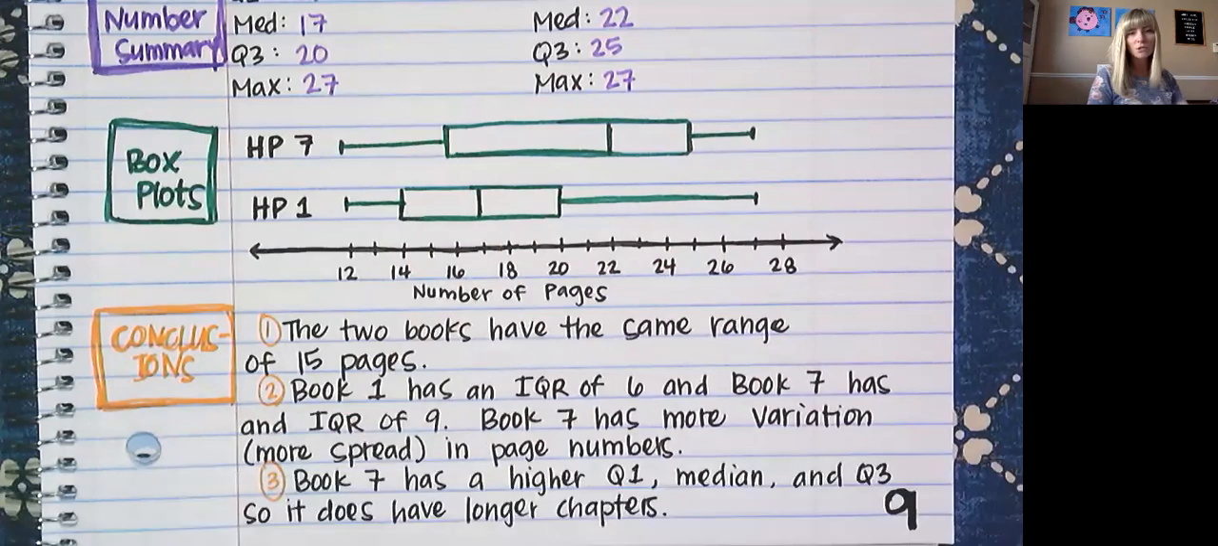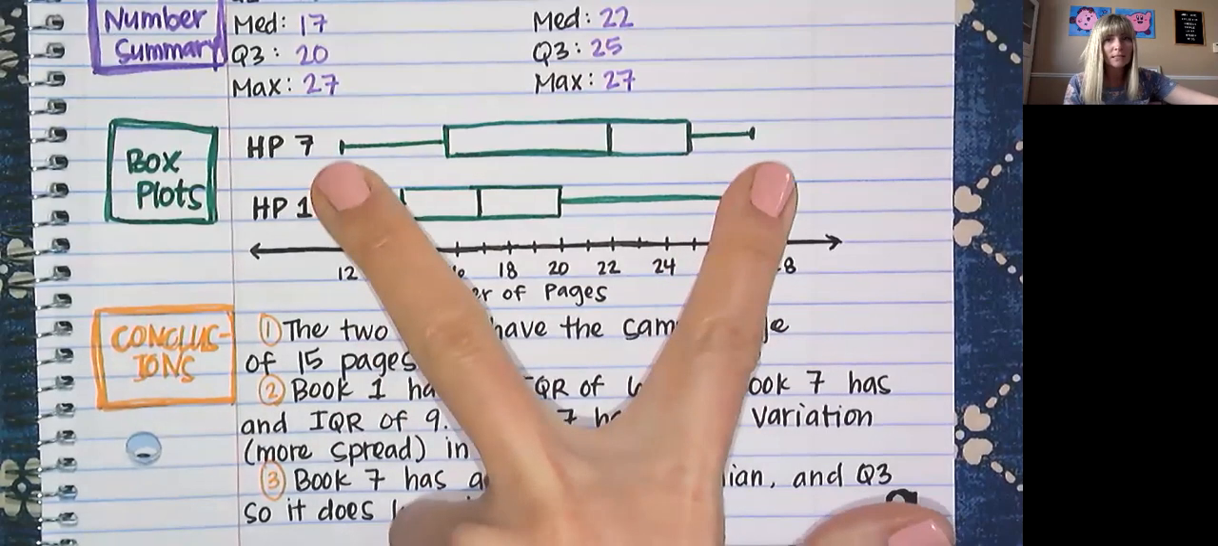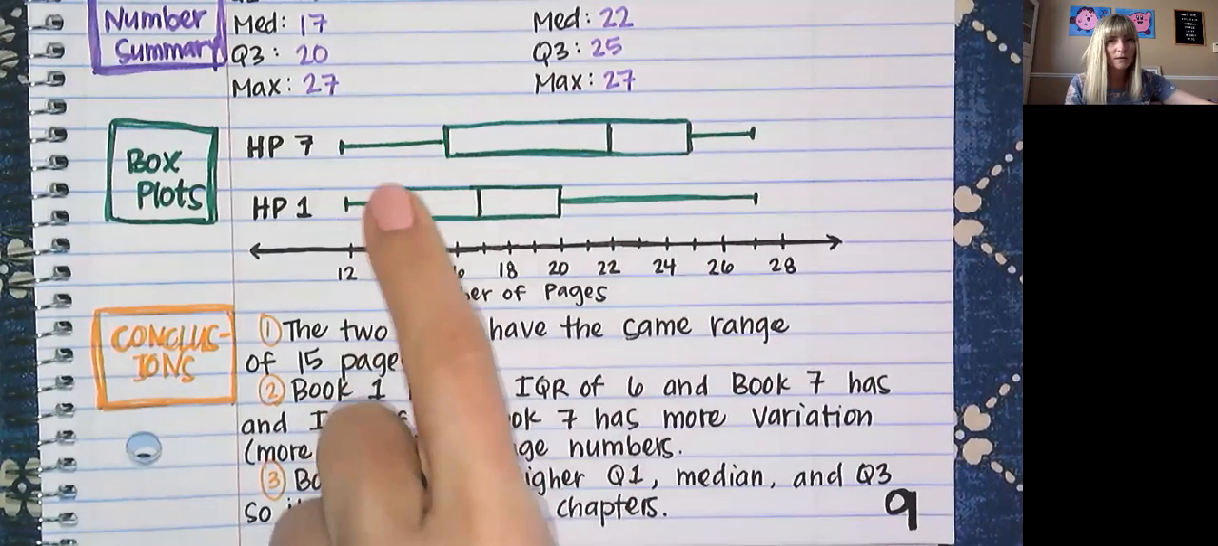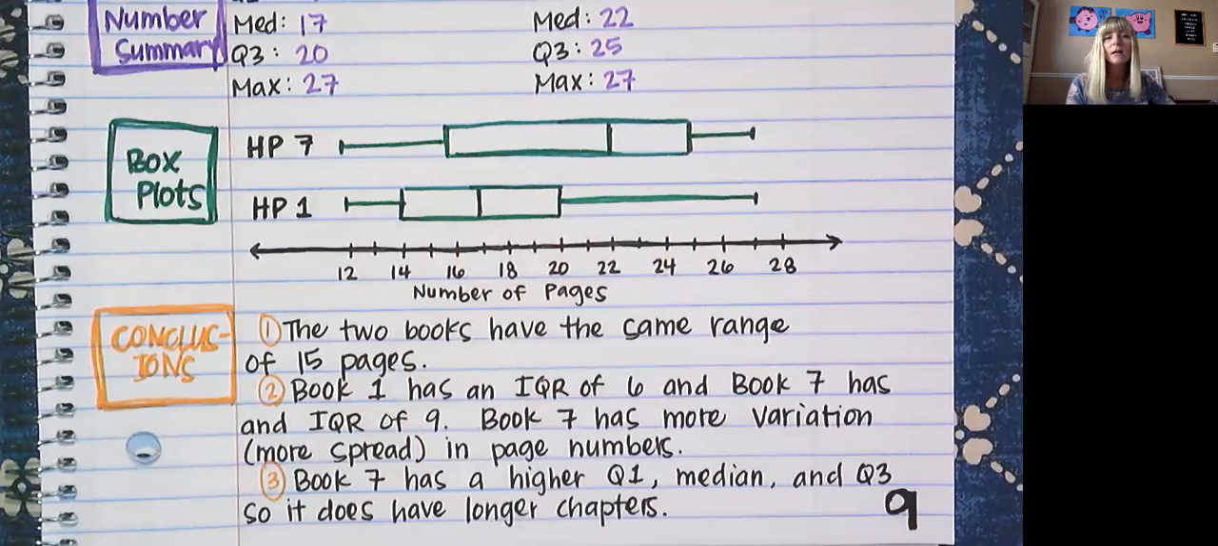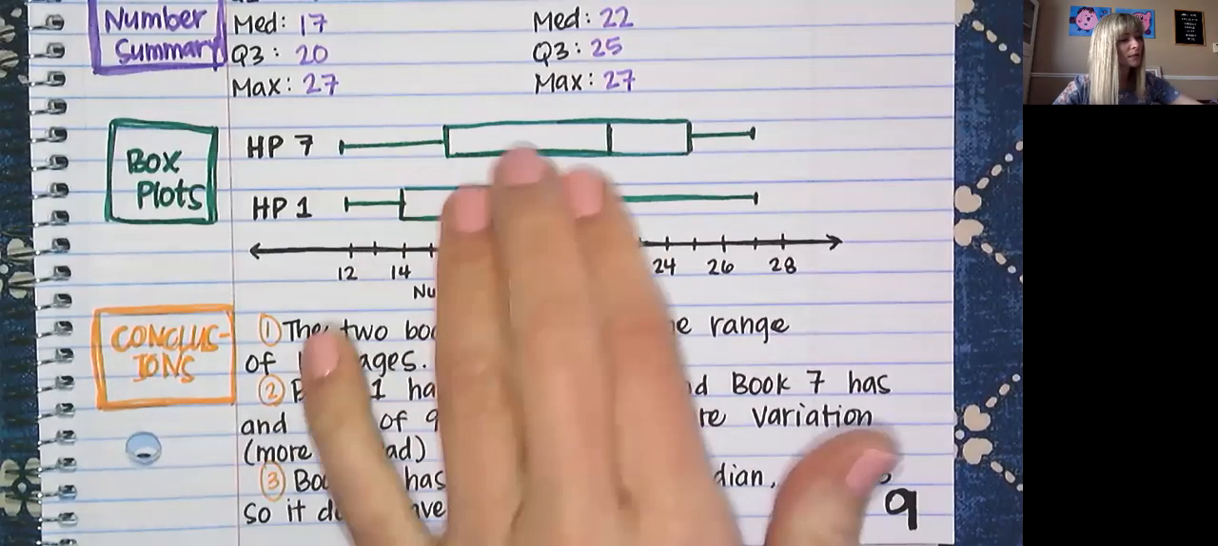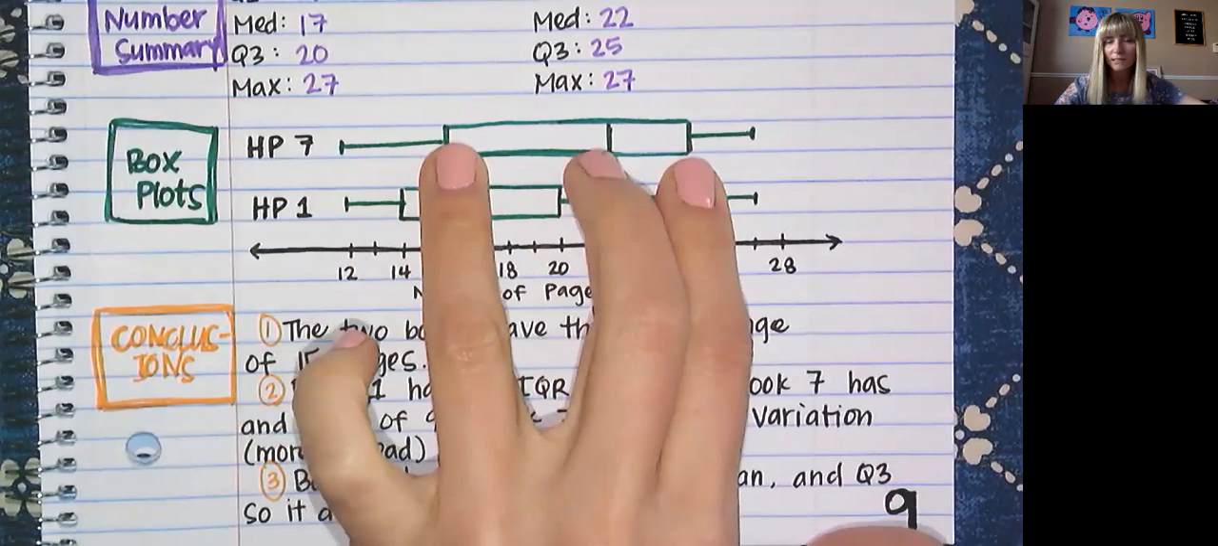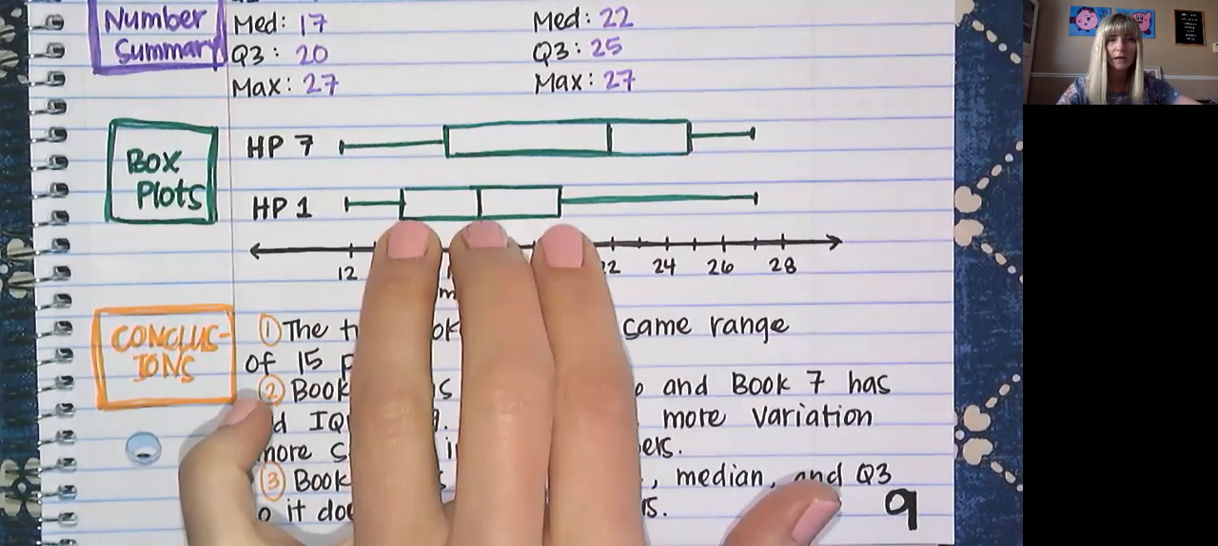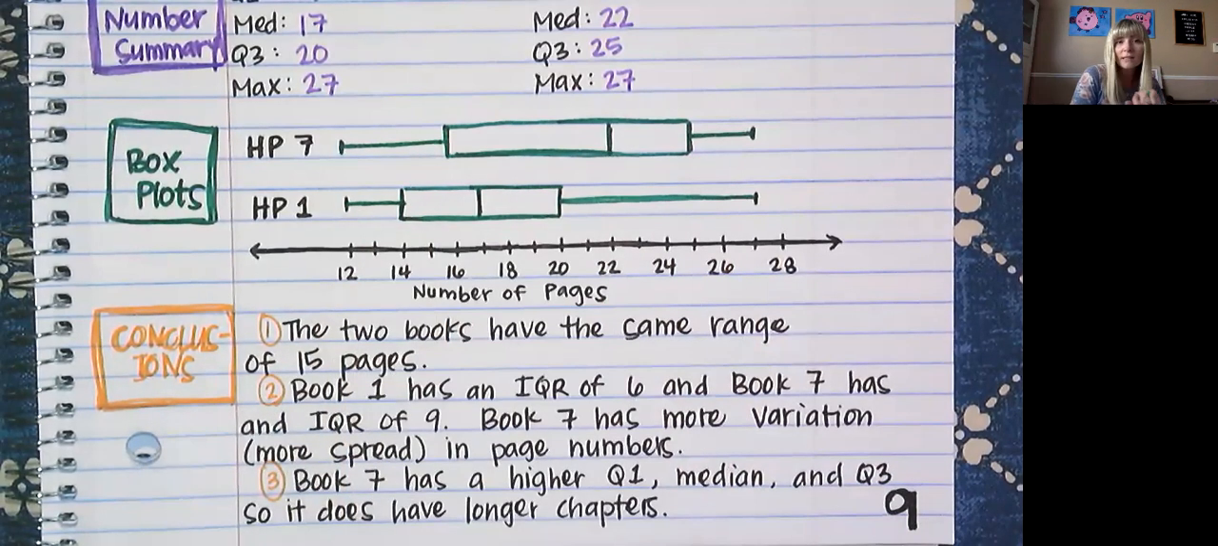And one more conclusion I had from looking at this is Book 7 has a higher Q1, median, and Q3. So even though the min and the max are the same, the fact that all of this part, particularly the median, was higher, it does tell me that in general, Book 7 does have a little bit longer chapters. So the range is the same, but because all 3 of those values on Harry Potter 7 are higher, it seems my prediction was correct that Harry Potter 7 does have a little bit longer chapters.